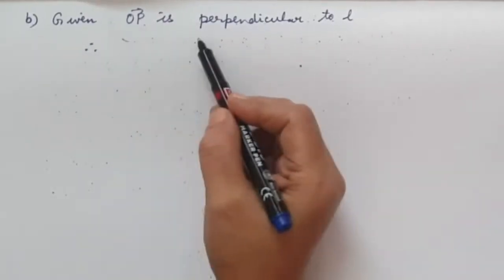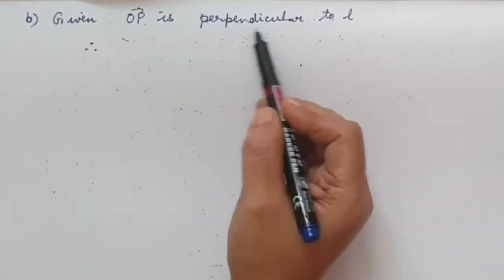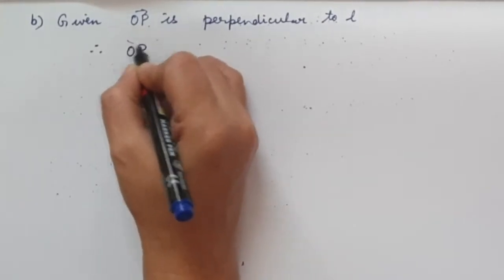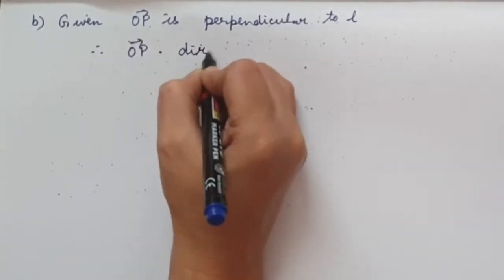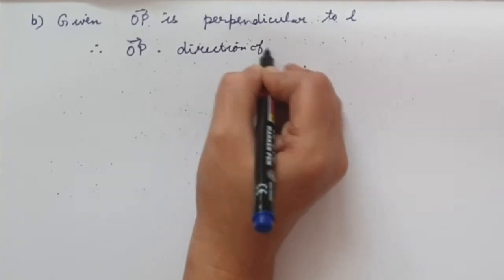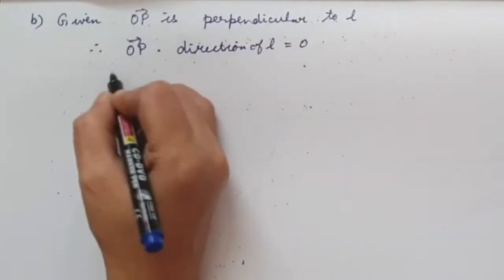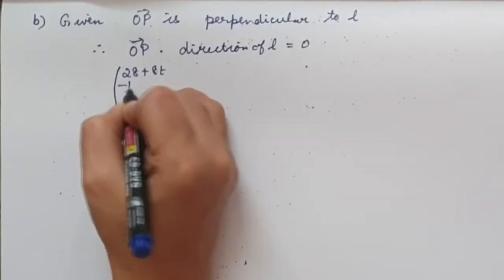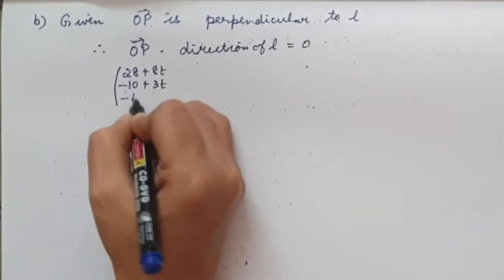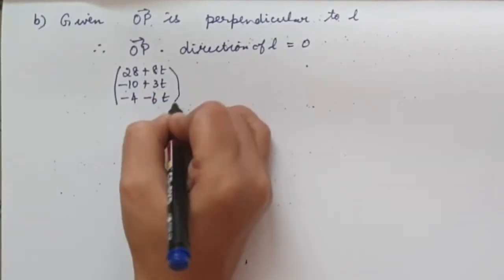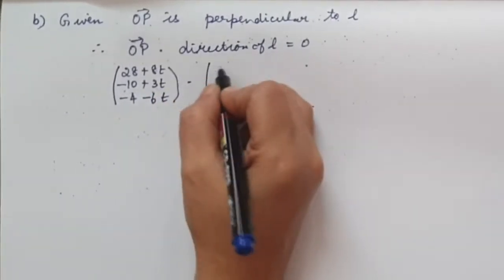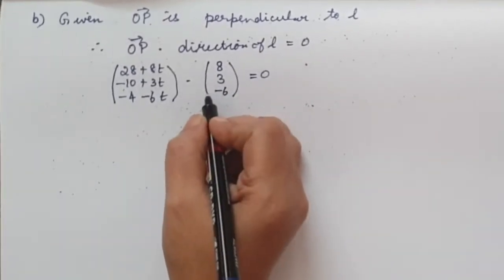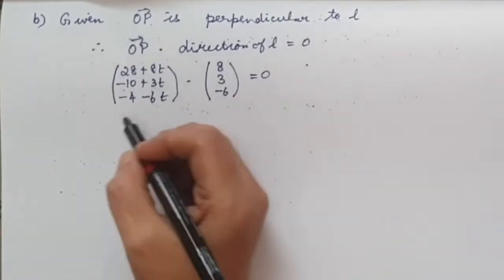In the B part, OP is perpendicular to L. When the two lines are perpendicular, their dot product will be equal to 0. That is, OP dot the direction of the line L will be equal to 0. Already we have found OP, that is (28 + 8t, -10 + 3t, -4 - 6t), dot the direction of the line, which is (8, 3, -6). So when we find the dot product, it will be equal to 0 because they are perpendicular.